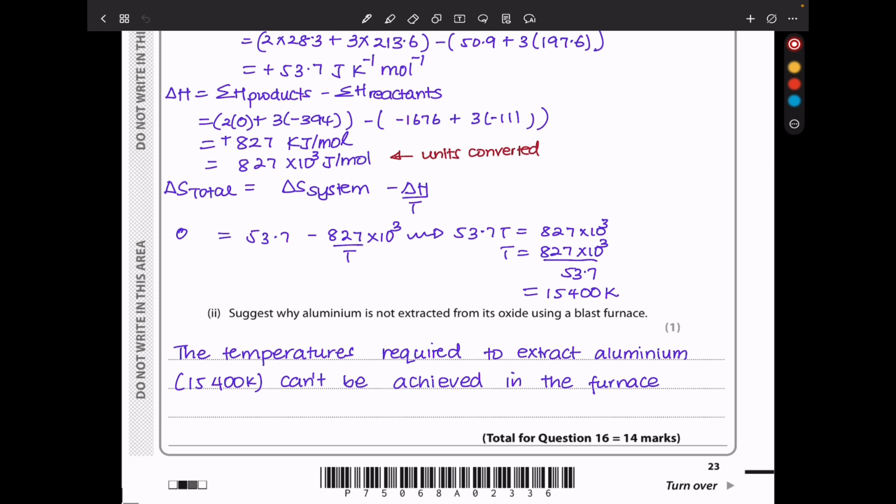Next is to suggest why aluminium is not extracted from this oxide using the blast furnace. This is because the temperature required is quite high, so I say the temperatures required to extract aluminium cannot be achieved in the blast furnace. So this brings us to the end of question 16. Let's continue to question 17.